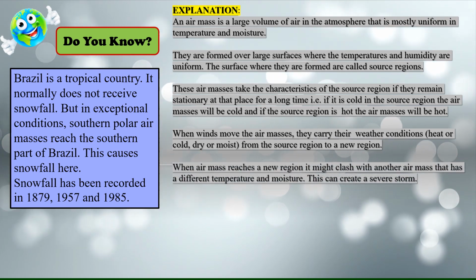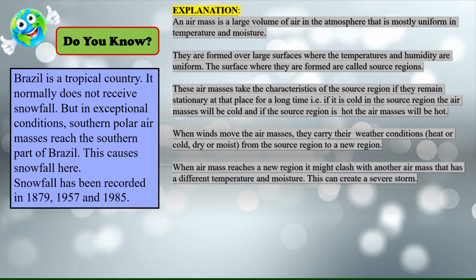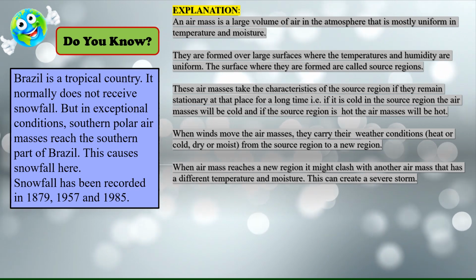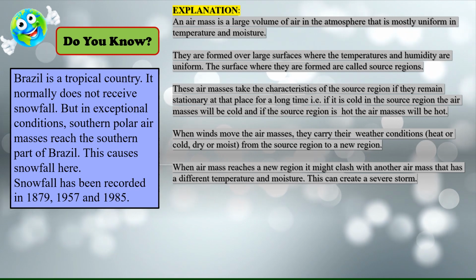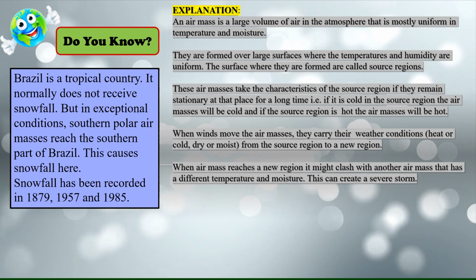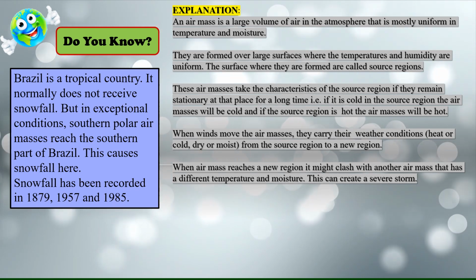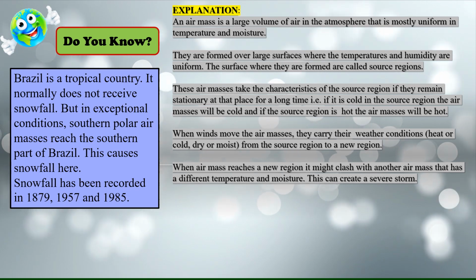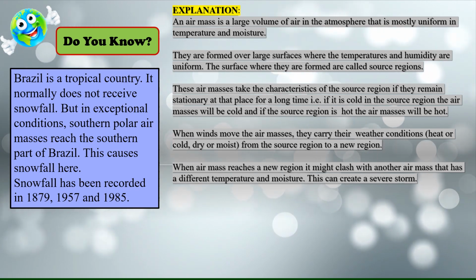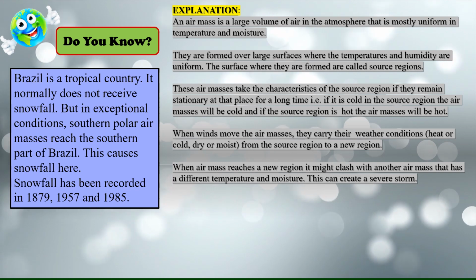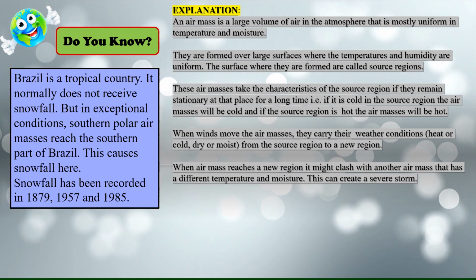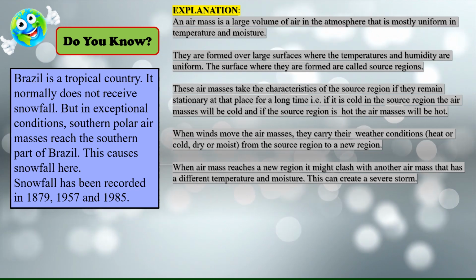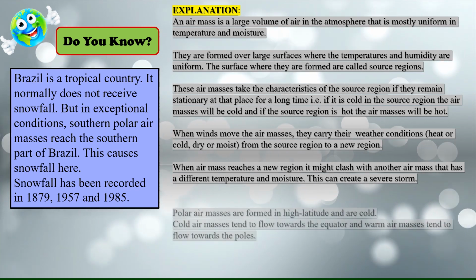When the air masses reach a new region, they might clash with another air mass, because an air mass could be hot, cold, dry, or moist. So if a cold air mass clashes with a hot air mass, there's a difference in temperature and moisture, and this can create a severe storm.